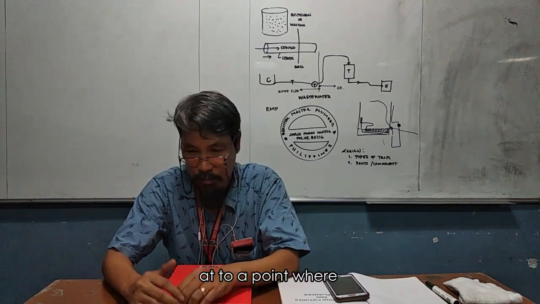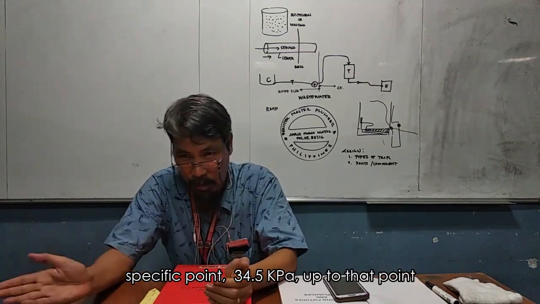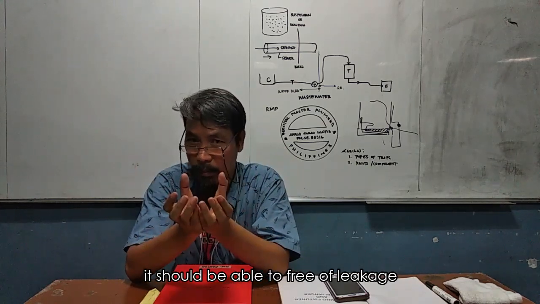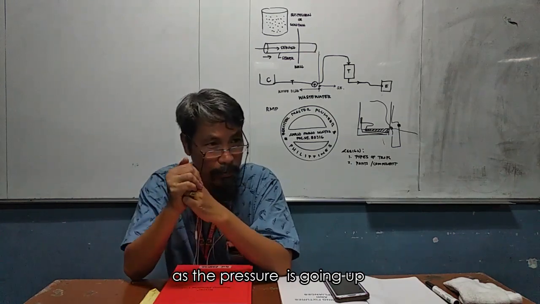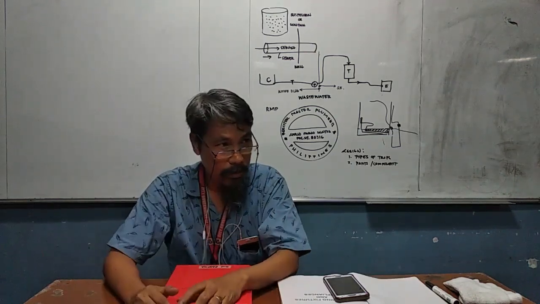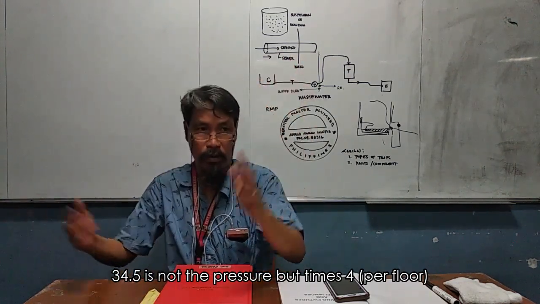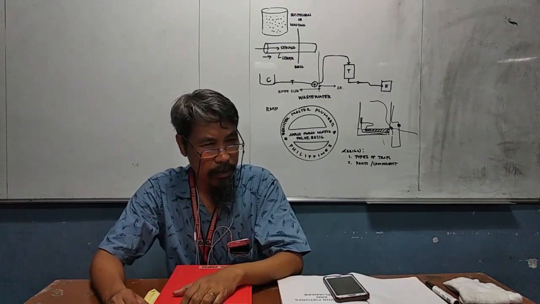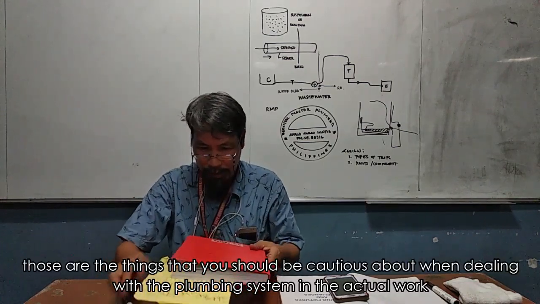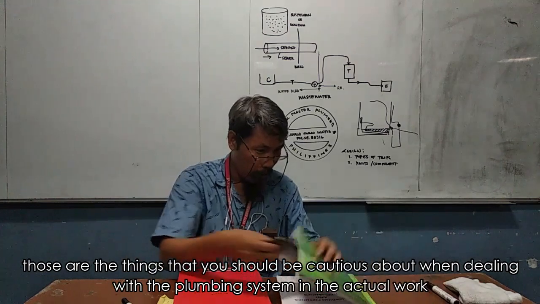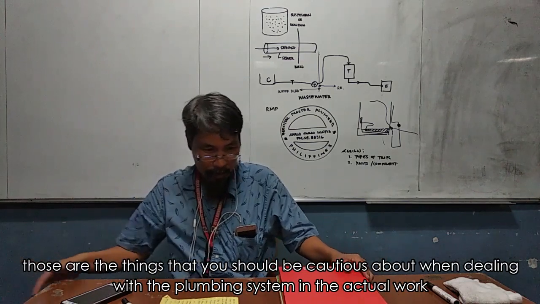So at a specific point, 34.5 kPa, up to that point, you should be free of leakage. Right? So as the pressure goes up, for example, for a four-floor building, 34.5 is not the pressure, but times 4 per floor, 138. So those are the things that you should be cautious about when dealing with the plumbing system in the actual work.